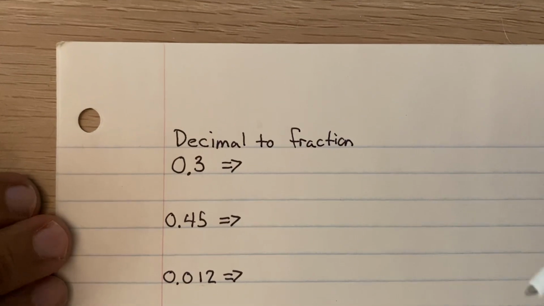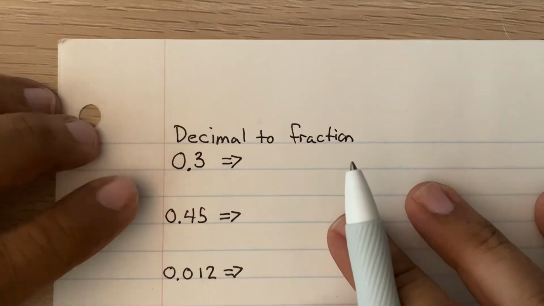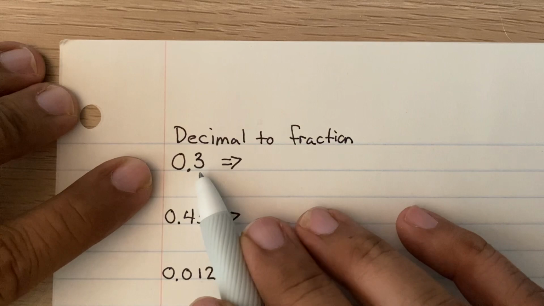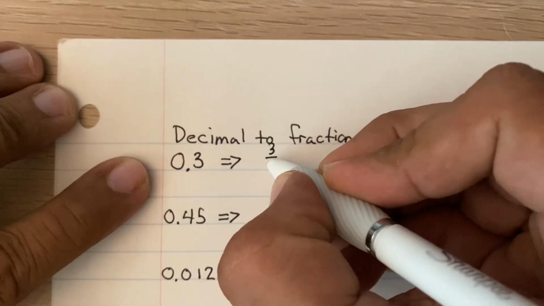All right, first let's talk about how a decimal turns into a fraction. So, how would we turn 0.3 into a fraction? We say it correctly. This is 3/10.